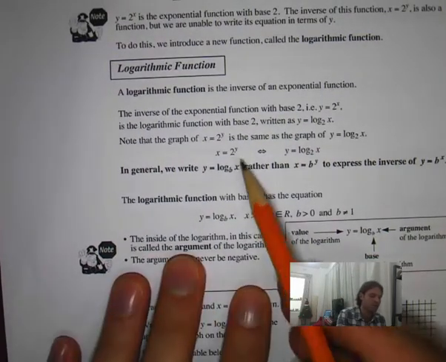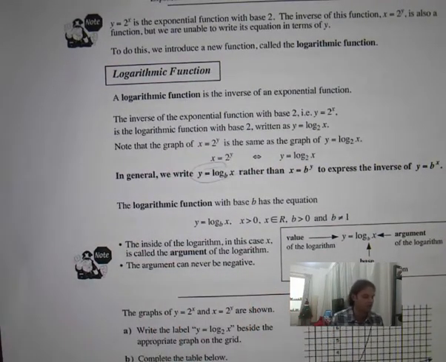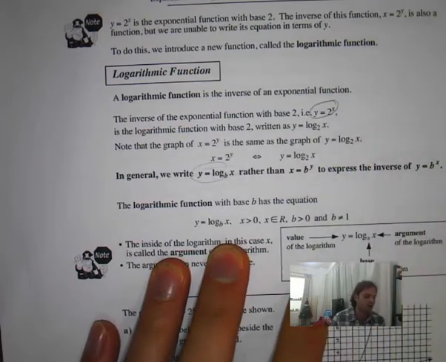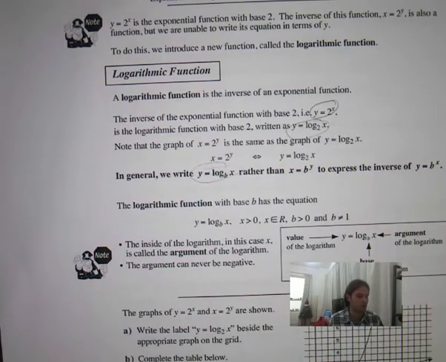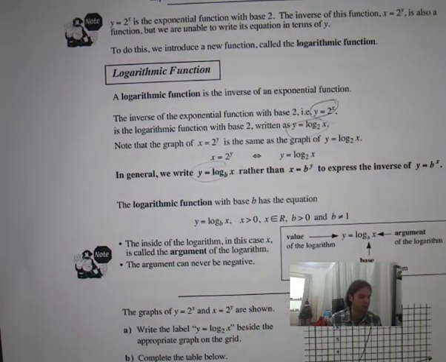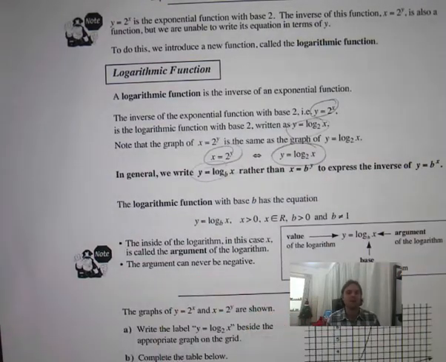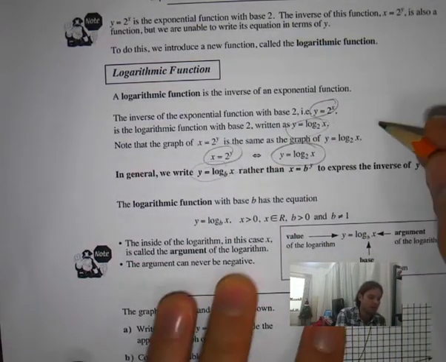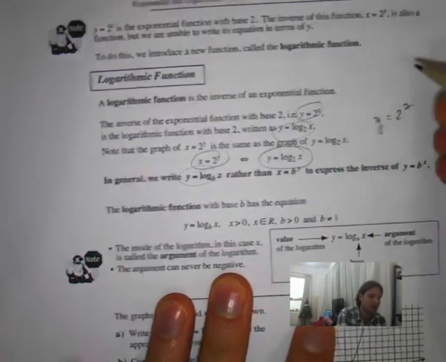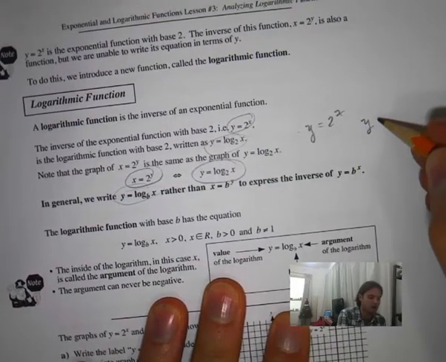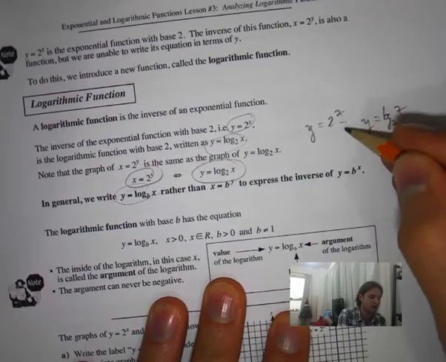The logarithm is just essentially the inverse of the exponential function. So here's an example. y is equal to 2 to the x, the inverse of it is going to be my log. That's it. So if I have y is equal to 2 to the x, the inverse is going to be just y is equal to log base 2 of x. That is my inverse.